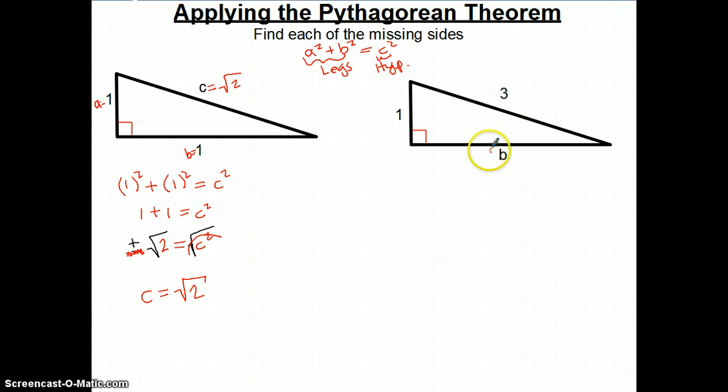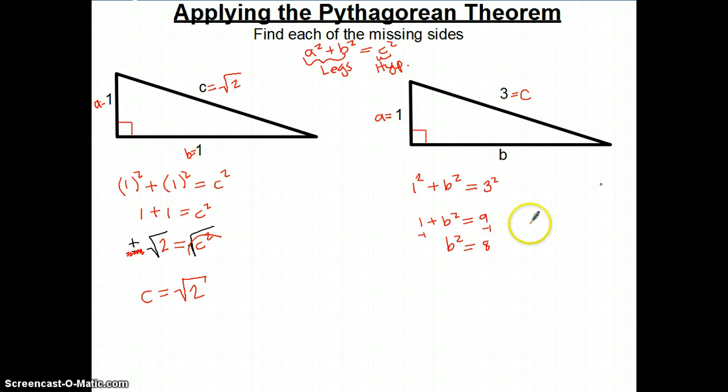To the right, I am now trying to find B. So I'll label this other side A. I'm trying to find B, and 3 is my hypotenuse, or C, in my Pythagorean theorem. So A squared is 1 squared plus B squared equals C squared, which is 3 squared. 1 squared is 1 plus B squared equals 3 squared, which is 9. Subtracting 1, I get B squared is equal to 8.